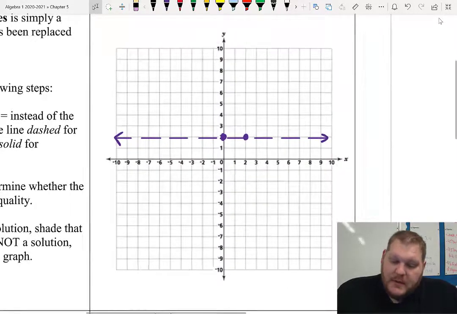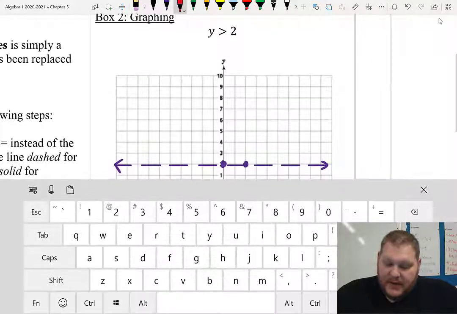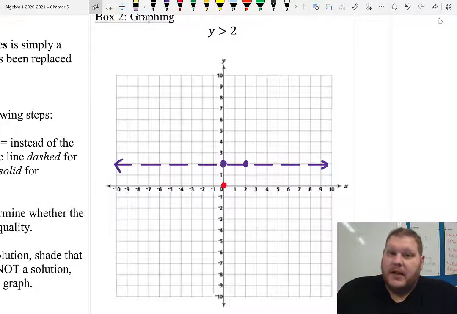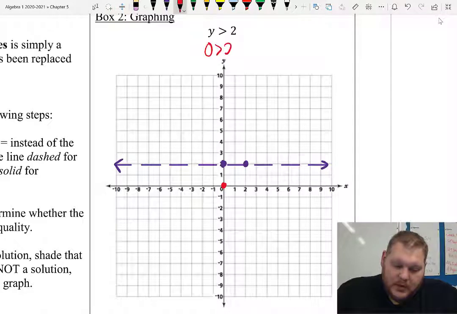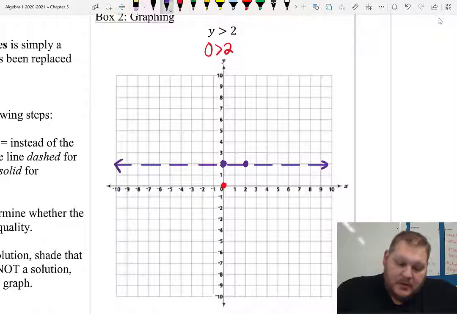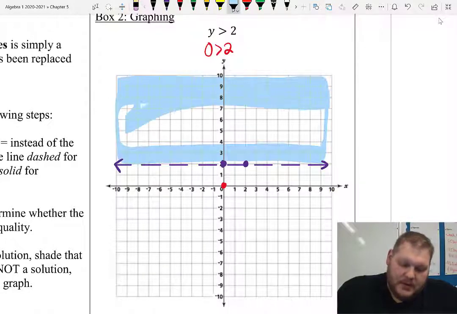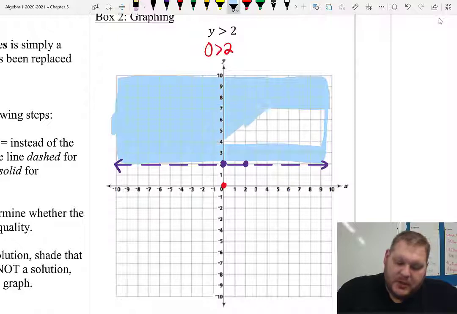So as long as my line doesn't go through it, I usually like testing 0, 0. So I check to see if I plugged 0, 0 into my inequality, is it true? So if I plugged in 0 for my y value, that is not true. 0 is not bigger than 2. So that tells me that where that point was should not be a solution, so it should not be in my shaded area. That tells me everywhere up above here should be shaded. All of this area up here should be my shaded part of my graph. And I'll just color it all in. So this should be the shaded part. That is where my solutions are.